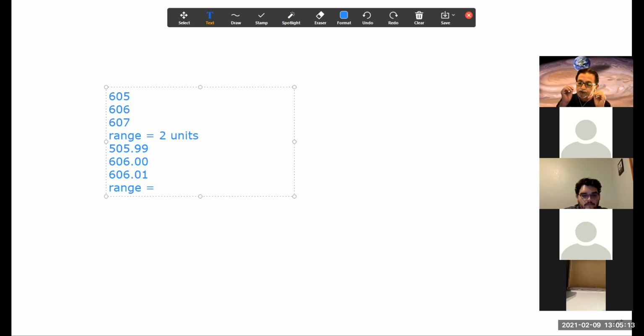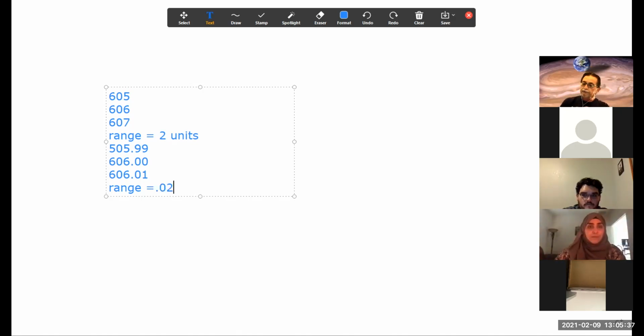we'll never know what that true value is. We're going to get an average of the true value by doing multiple measurements, but we'll never get 100%. There's nothing such as an exact measurement. There's always an error involved in that. So our range here is going to be 0.02 units. So you can see the difference in the accuracy, okay?